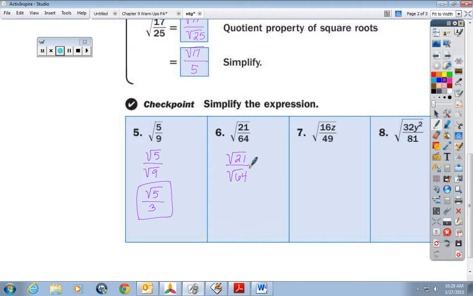So it's going to stay the square root of 21. What about the square root of 64? 8. It's 8. And so there's my simplified answer.